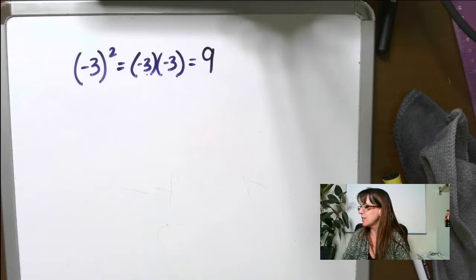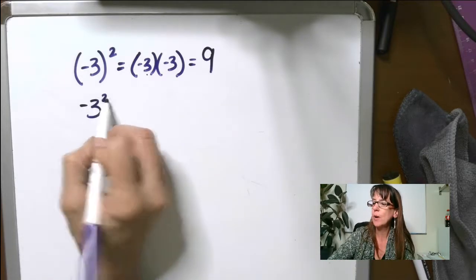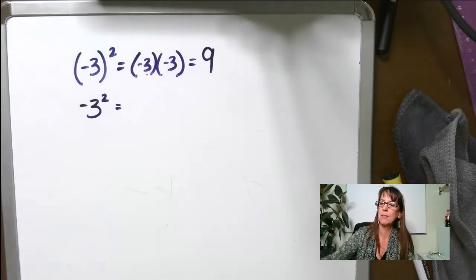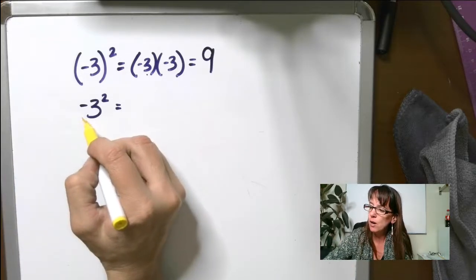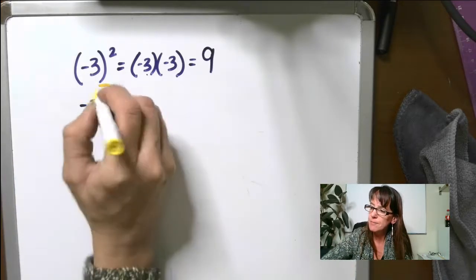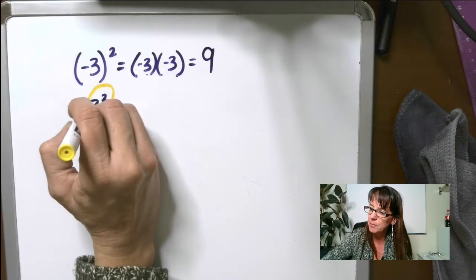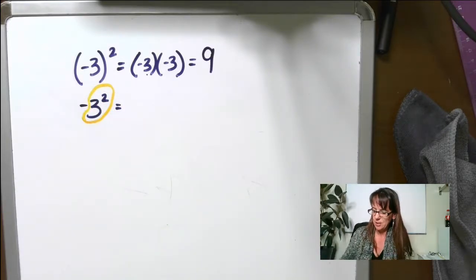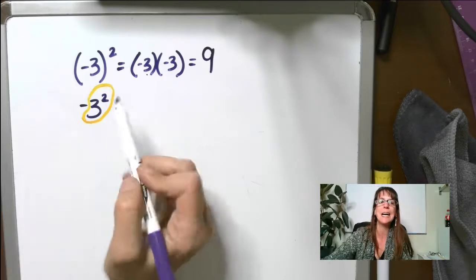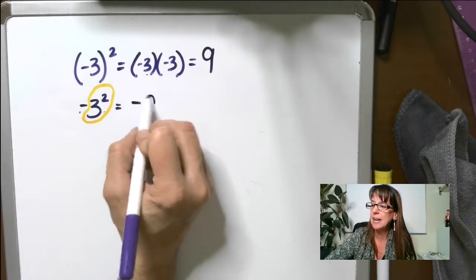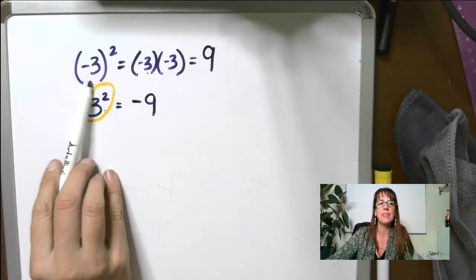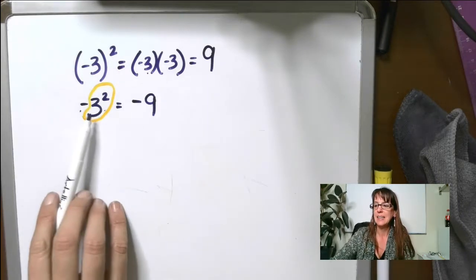Okay, here's a different one, -3 squared. What this is saying, my sweet and precious children, is do all this first. It says do all that first. 3 squared is 9. Then slap a negative on it, -9. Do you see the difference? This one is this. This is this.